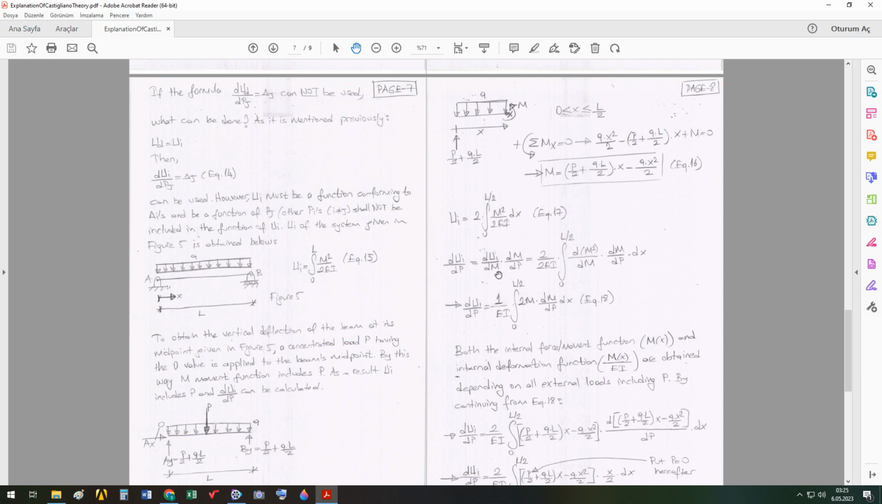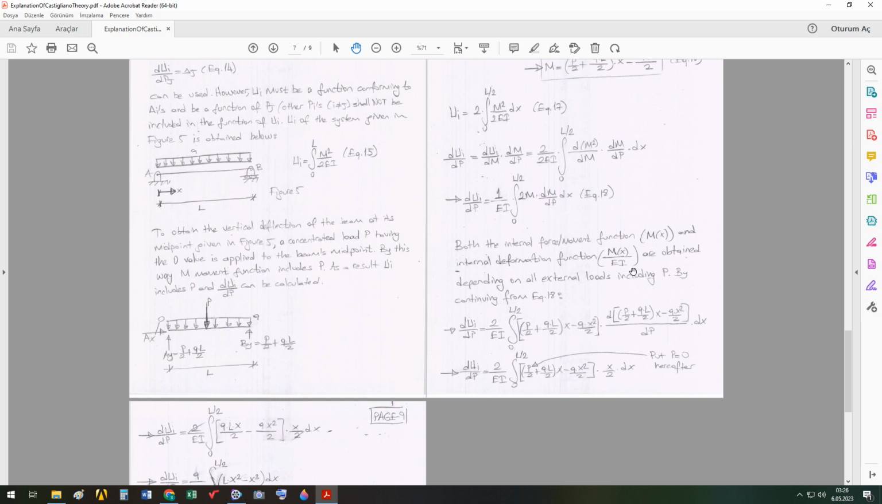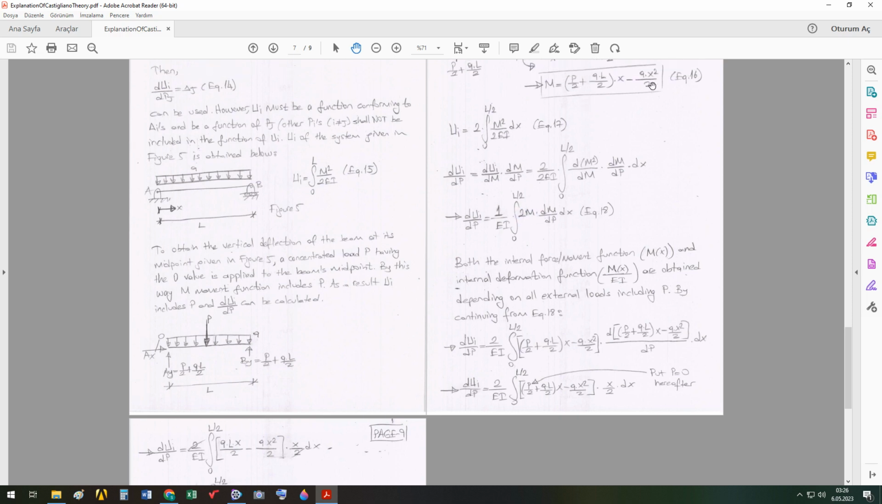And here, if I apply this, I will first take the first derivative of M squared with respect to M, and then I will multiply it with this one. If we do this, we get 2M here. And then continue. I know the M function here. Here I have 2 times M, so 2 times this value.